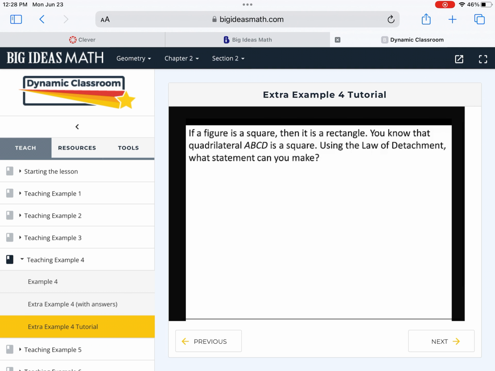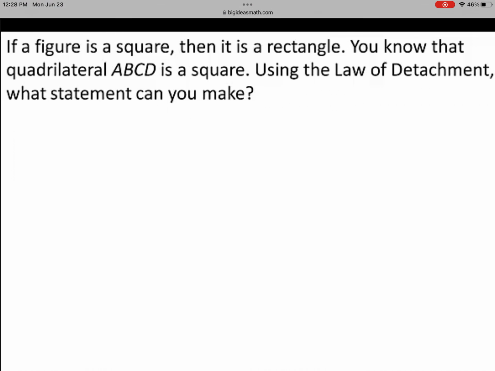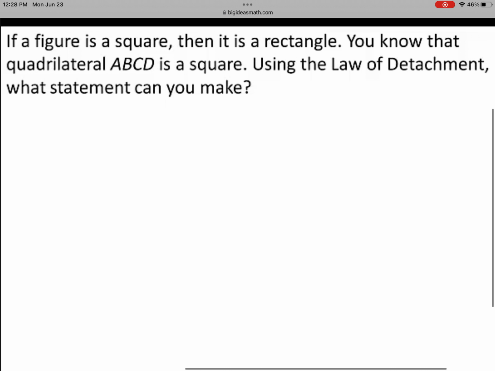If a figure is a square, then it is a rectangle. You know that quadrilateral ABCD is a square. Using the law of detachment, what statement can you make?